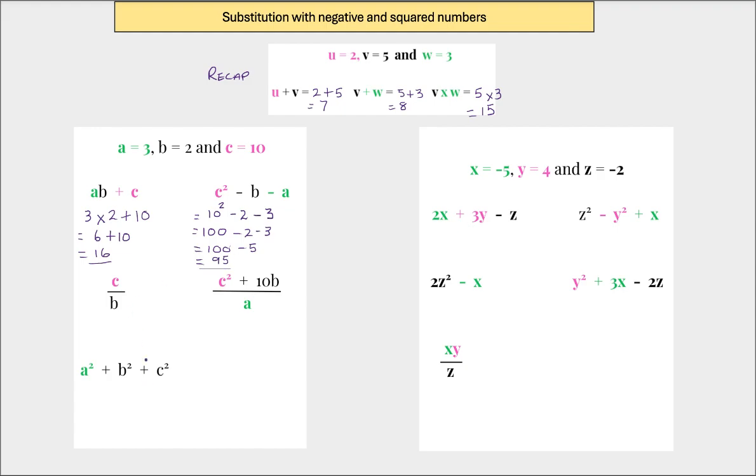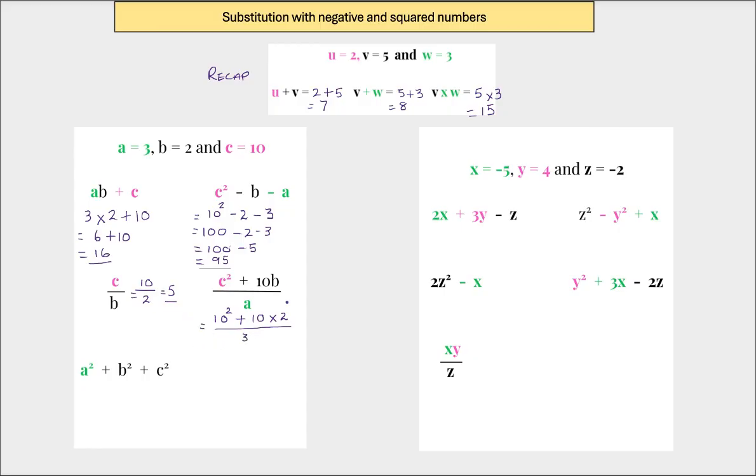Okay, nice and simple. This is an easy one. c is 10 divided by b, which is 2, equals 5. Another division, so we've got c squared, so that's 10 squared again, plus 10, and it's a times, so we're going to times it by what's b, 2, all over a, which is 3.